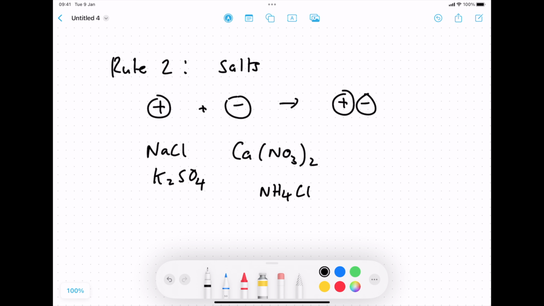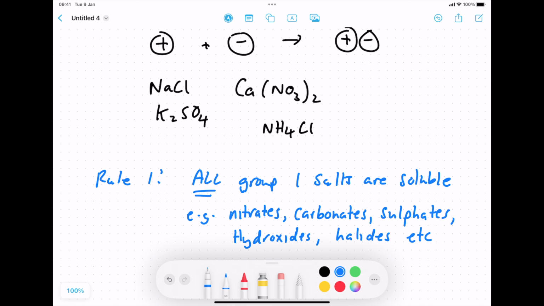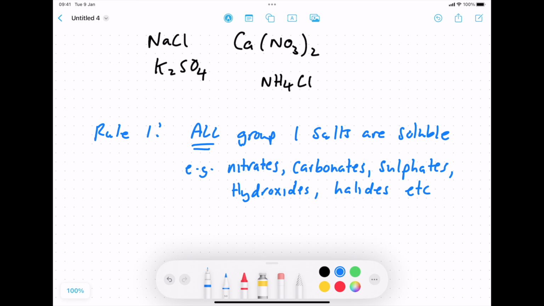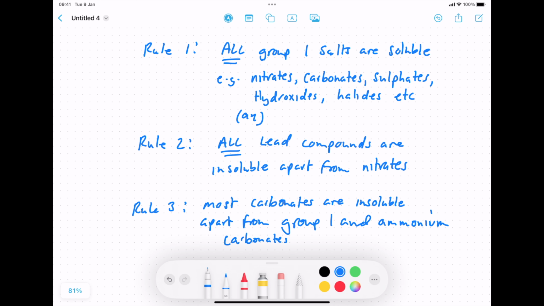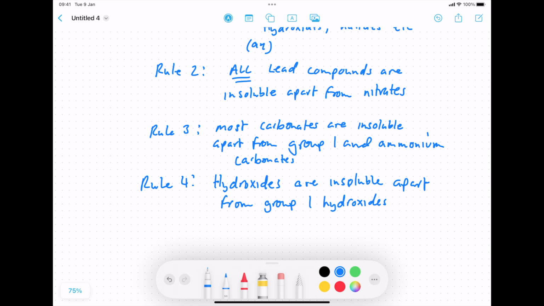Yes. So, loosely, rule number 1, all group 1 salts are soluble. For example, nitrates, carbonates, sulfates, phosphates, hydroxides. So that means when you see a group 1 salt in a chemical equation, it is going to be usually AQ. Rule number 2. All lead compounds are insoluble apart from nitrates. And rule number 3, most carbonates are insoluble apart from group 1 and ammonium carbonates. Rule number 4, hydroxides are insoluble apart from group 1 hydroxide.